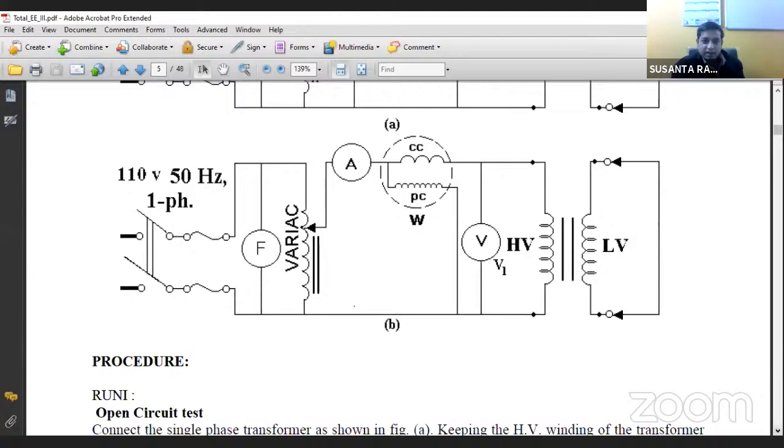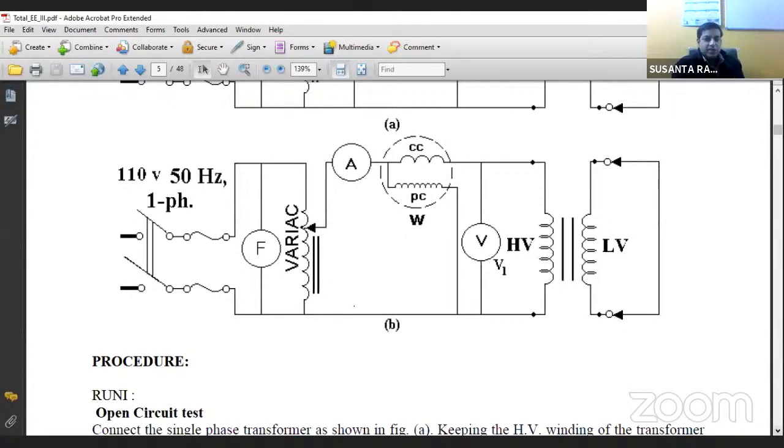Because what is the reason? Because from the short circuit test we try to determine the series branch parameters. That means the copper resistance and the leakage reactances. Copper resistance of the primary, copper resistance of the referred secondary, and leakage reactance of the primary and leakage reactance of the referred secondary. So these are the parameters we want to determine from this short circuit test.